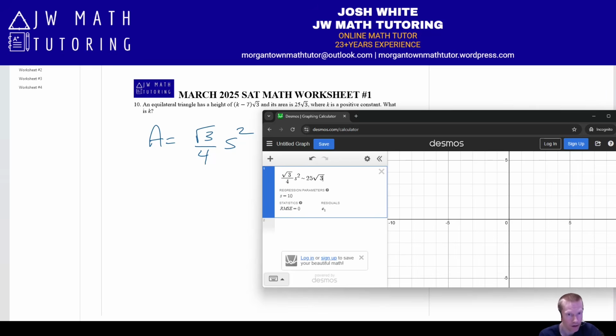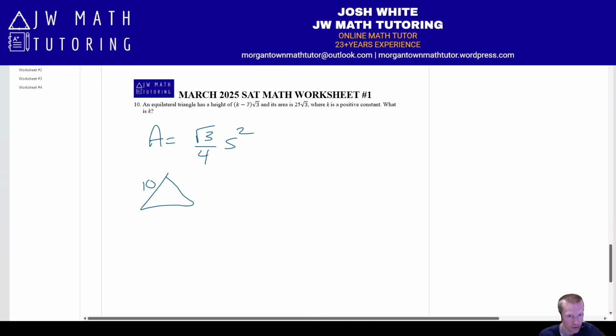So we know now that in this equilateral triangle, the sides are all 10, 10, 10. And now at this point, you could use your 30, 60, 90 special right triangle properties to determine that this is 5 and this is 5, and therefore this has to be 5 root 3. That's the height.